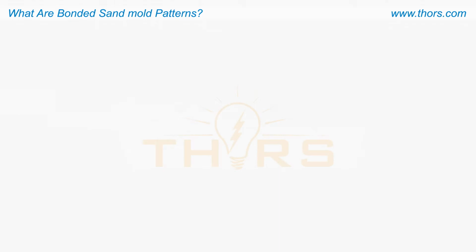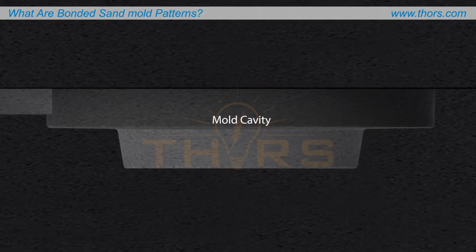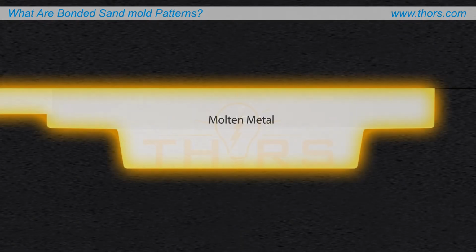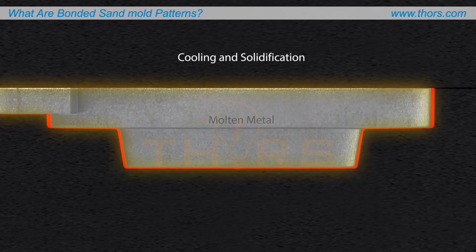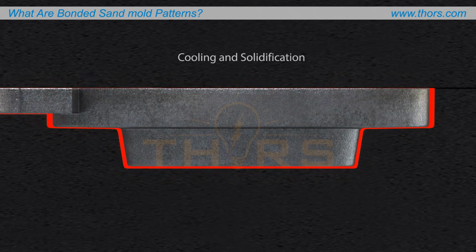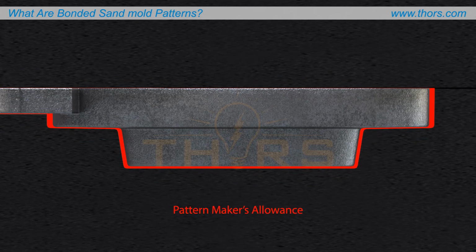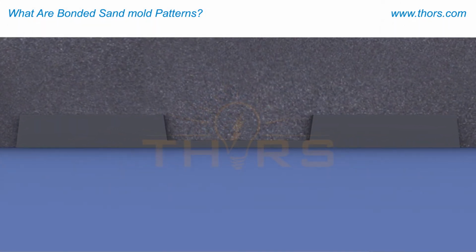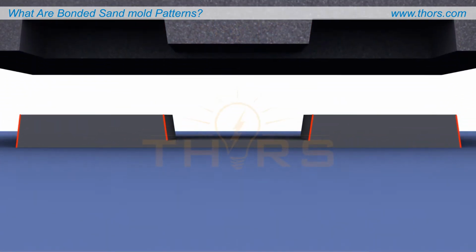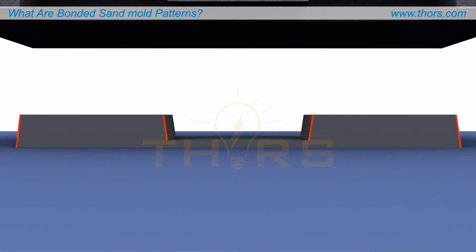When making a pattern, the actual size of the pattern will be slightly larger than the casting dimensions, to account for the shrinkage of the casting as it cools from the casting temperature to room temperature. This difference in size is called pattern maker's allowance. To facilitate easy removal from the mold, patterns are tapered from the parting line on up. This taper is called the draft.